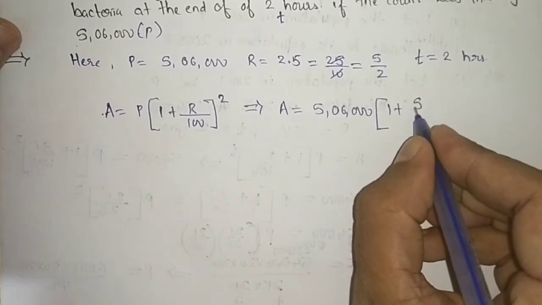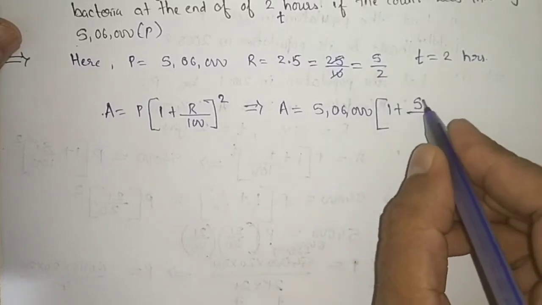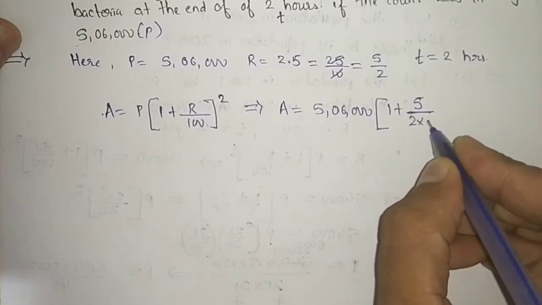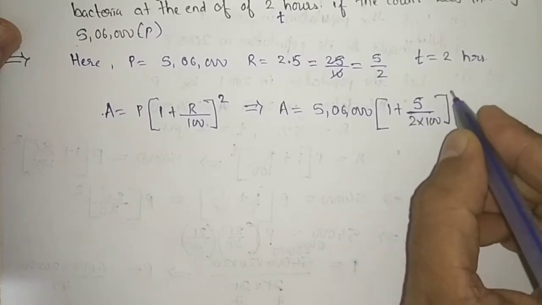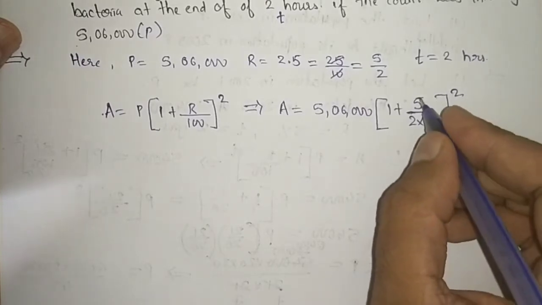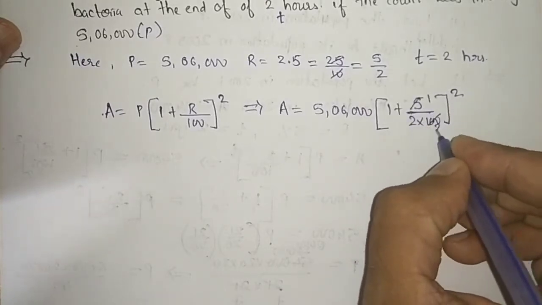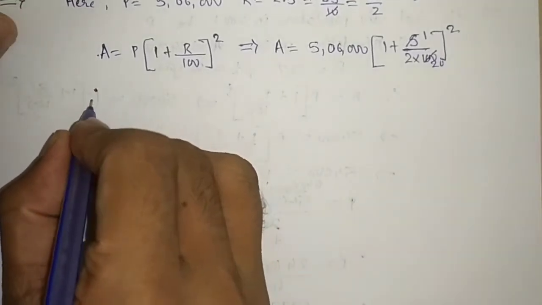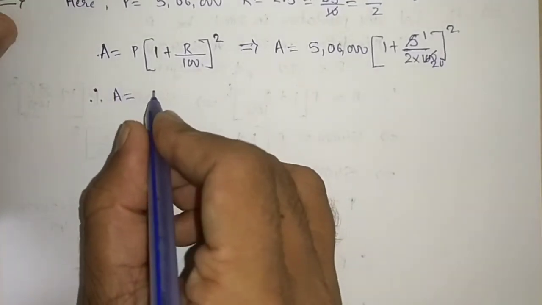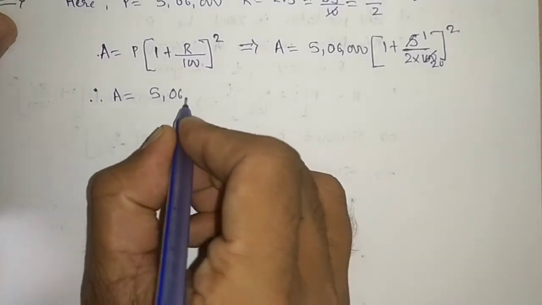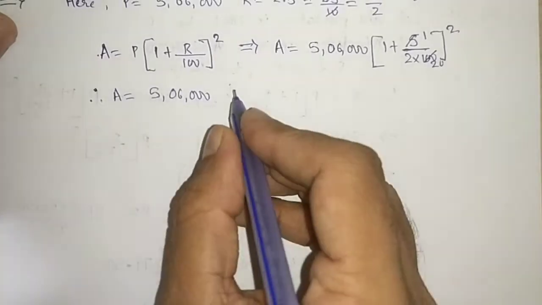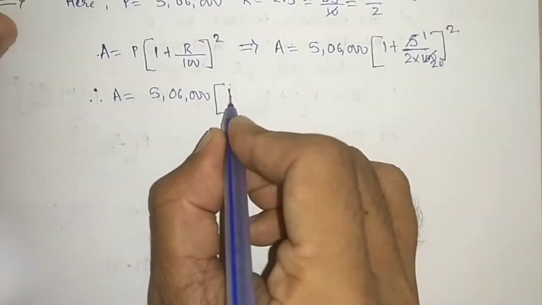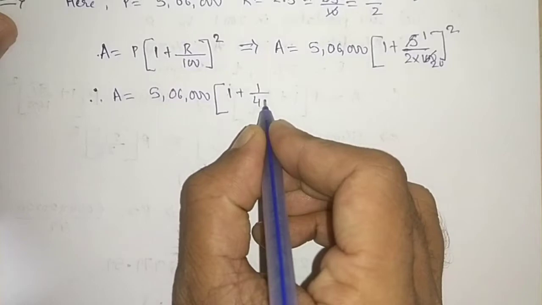plus 5. This is in division, so we will take the 2 in the denominator. So it will multiply with 100, whole raised to power 2. 5 1s are 5, 20s are. We will cancel out. Therefore we will get A is equal to principal, that is 5,06,000 into bracket 2 20s are 40. That is 1 plus 1 by 40.